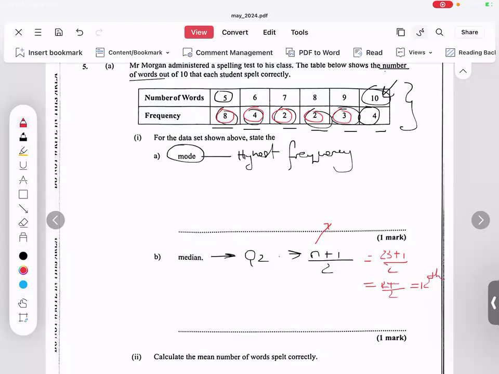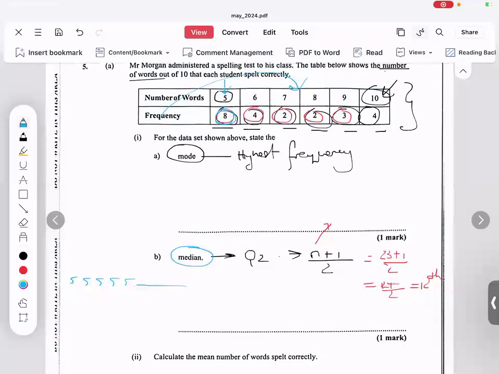Now, an important thing about median is that the numbers must be arranged in order. Watch now carefully. If I'm going to lay out the amount of persons that got the words correctly, I know that there are 8 persons that got 5 words correctly, not true? So I would have to end up writing 5, 5, 5, 5, 5, 8 times, because the numbers have to be placed in order. So when we're looking for the median, we're looking for the median amount of words spelt correctly.